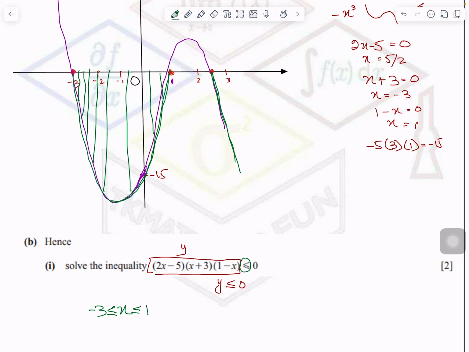And what about this part of the curve? The values of x are here, right? So you can say x is greater than or equal to 2.5 because this intersection was at 2.5. To get the inequalities, you don't have to do anything. You just have to look at the sketch you have drawn and get the answer from there. This is the meaning of hence.